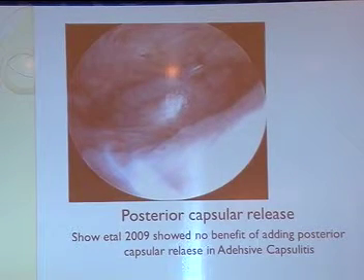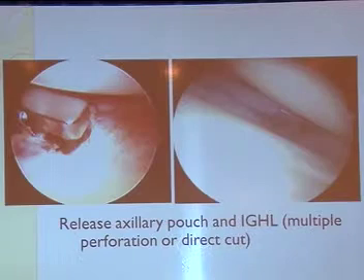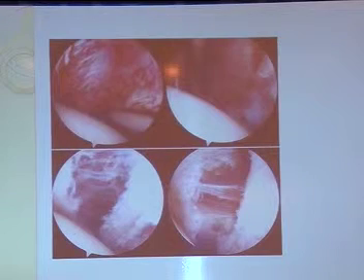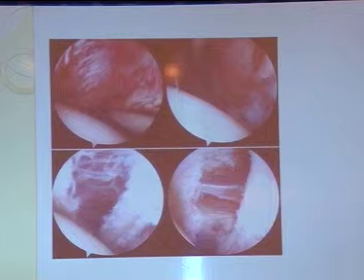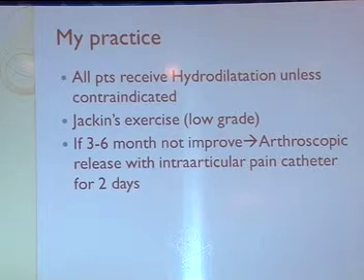Posterior capsule release, a few people do, a few don't, and Show et al. have shown that there is no actual benefit of releasing the posterior capsule. I don't do it in my practice, but you must release the inferior glenohumeral joint, either with multiple perforations plus manipulation or with a direct cut method. But you must be really aware of the axillary nerve. So that's what we do. We just release the rotator interval to create the gap.